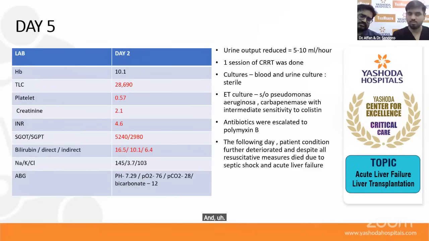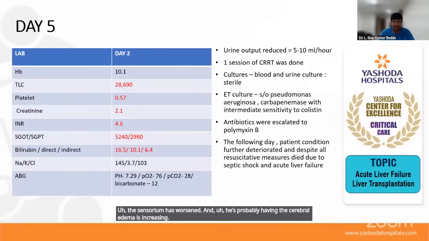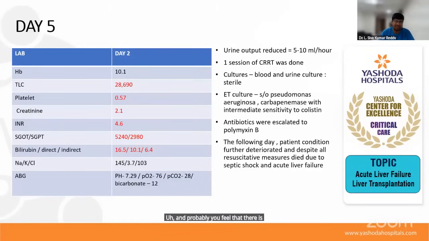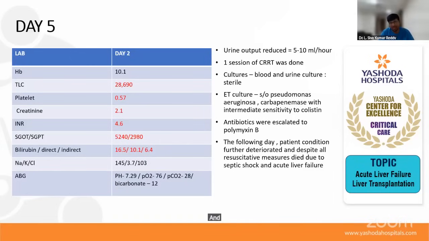Okay, let's think the patient has worsened. The sensorium has worsened, the cerebral edema is probably increasing, and you feel there is some reversal of flows on the Doppler. What would you do in such a scenario? The surgeon says he's posted for surgery this morning, and you assess the patient just before the surgery and find his sensorium is bad, and the Doppler shows reversal of flow, or probably no flow. And the surgeon is insisting on the patient being shifted out.